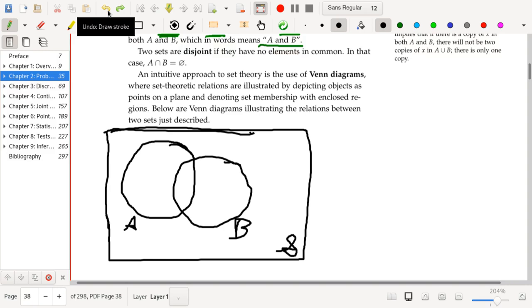And in fact, here's something to think about. Well, actually, no, I'm going to save that for the next section. But this is a perfectly reasonable way to think about set theory at this level.